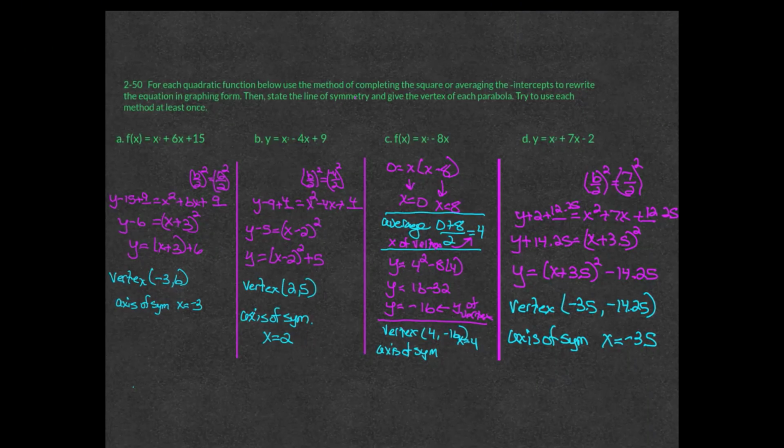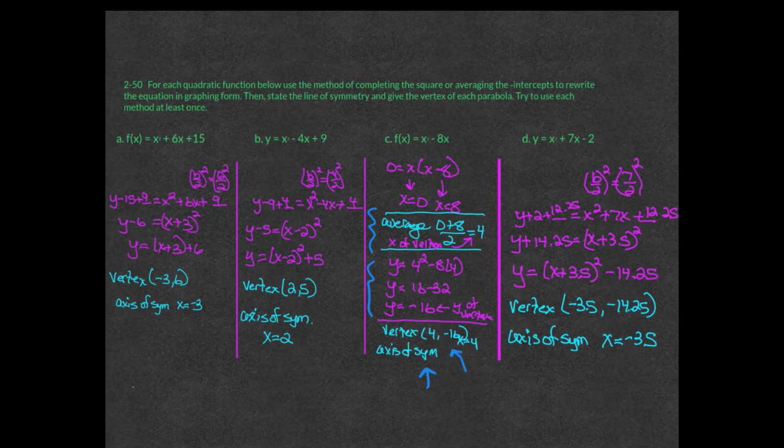Okay, so in this particular problem, it gave you 4 different equations, and then it said try to use at least each method once. I found that when I was looking at these, they were not factorable in the traditional sense. So on most of them, I only used the averaging of intercepts on one of them, and that is right on this particular one, part C. You'll see where I averaged it right here, plugged it back in, and came up with the vertex.